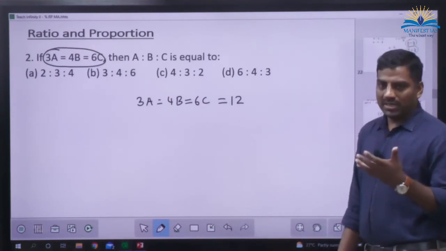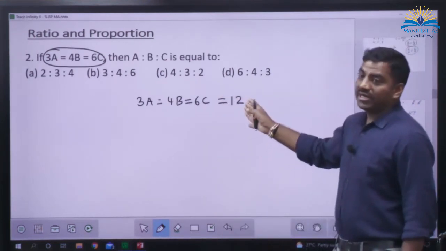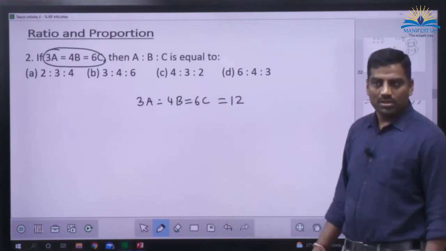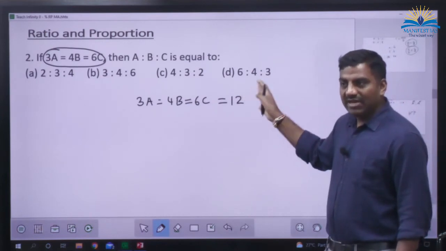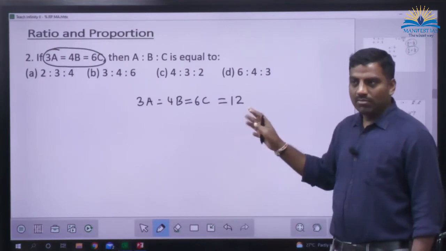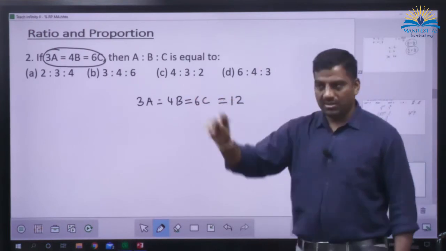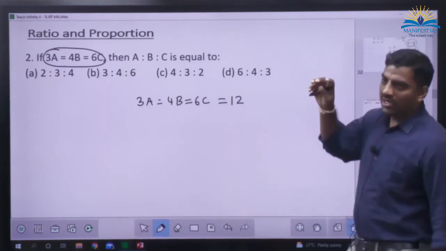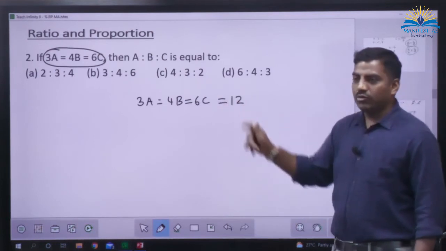Actually this can be equated to 100 also. It can be equated to 1 lakh also. It doesn't have a problem at all, because they themselves have not given any value. We can assign any value to these expressions, 3a or 4b or 6c. But whatever number we assign, it has to be the same for all. We cannot take 3a is equal to 300, 4b is equal to 400, 6c is equal to 600. Take any number, equate to that one.